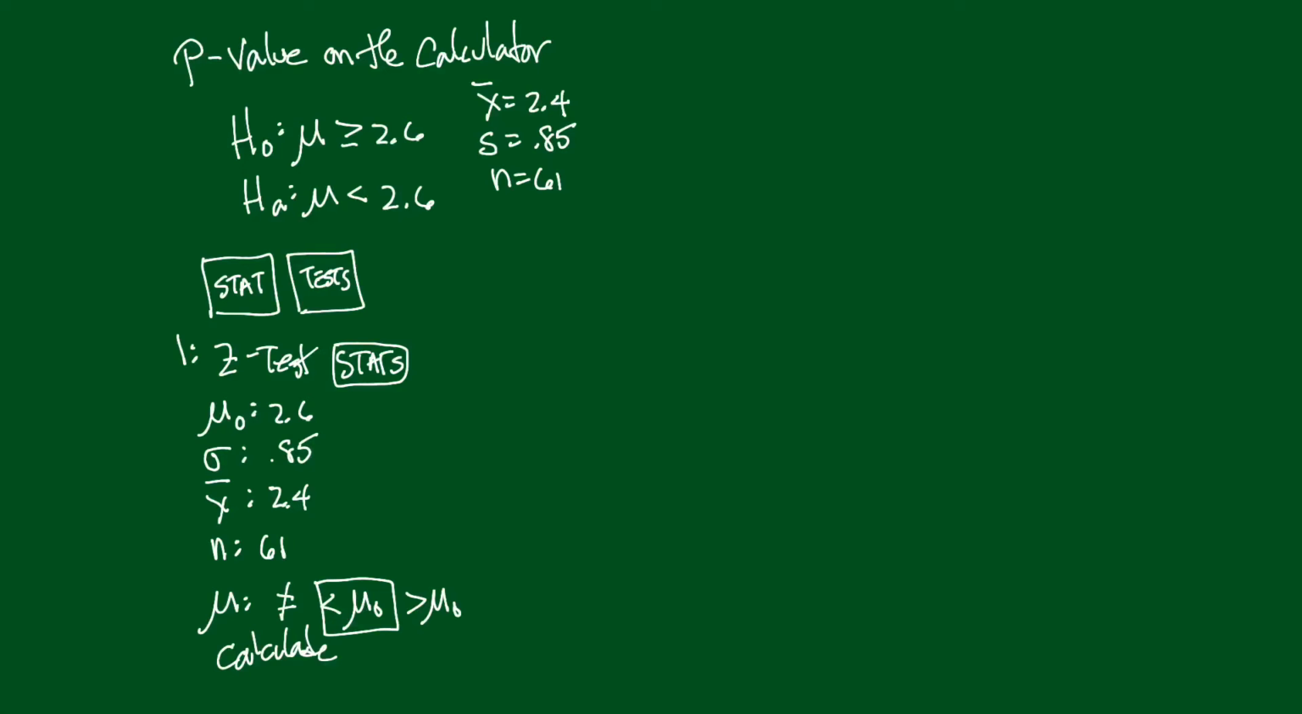Now here's what came up on my calculator. I got mu less than 2.6. It's just reminding me what I'm testing. I got a z value. Now this turns out to be the z star value. There's our negative 1.84. So the calculator actually does it all for us. But here's what we're looking for. Here's the p value, 0.0330.